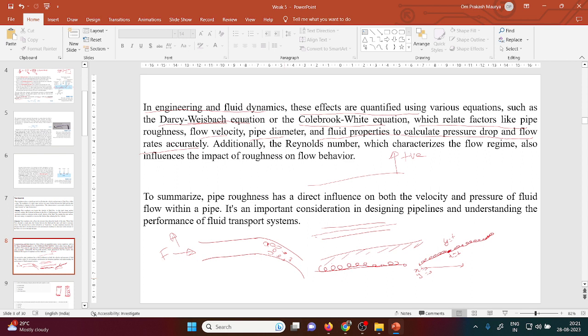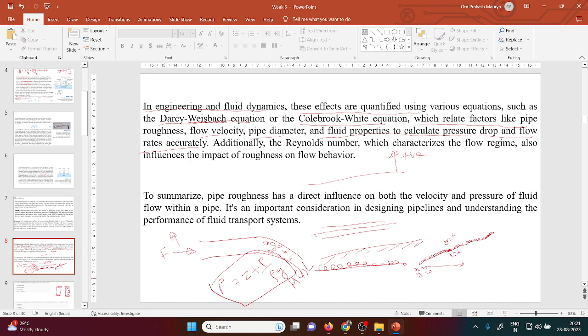Let me explain. Your piezometric head is what? Datum plus pressure head. This represents the HGL, the hydraulic gradient line, and when you include the velocity head also, it will increase and indicate the energy gradient line. Here the head is equal to P by rho g plus V square by 2g plus Z. All three energies.